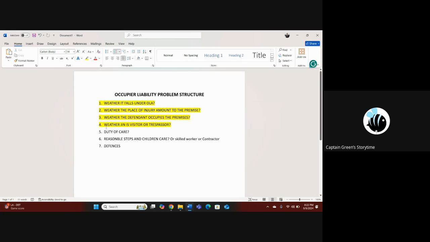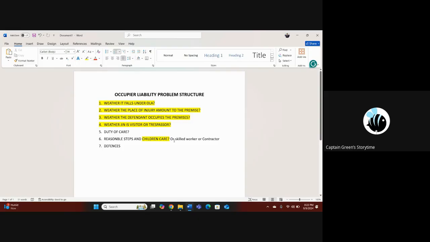Then you have to check whether you have a duty of care towards him or not. If you have a duty of care, then check whether you have fulfilled that duty, and whether you have taken any reasonable steps to avoid injury to a person who is a visitor or trespasser. Then there is a separate situation for children: you must care for children more than adults. For example, if you care 50% for adults, then for children you should care about 80%.